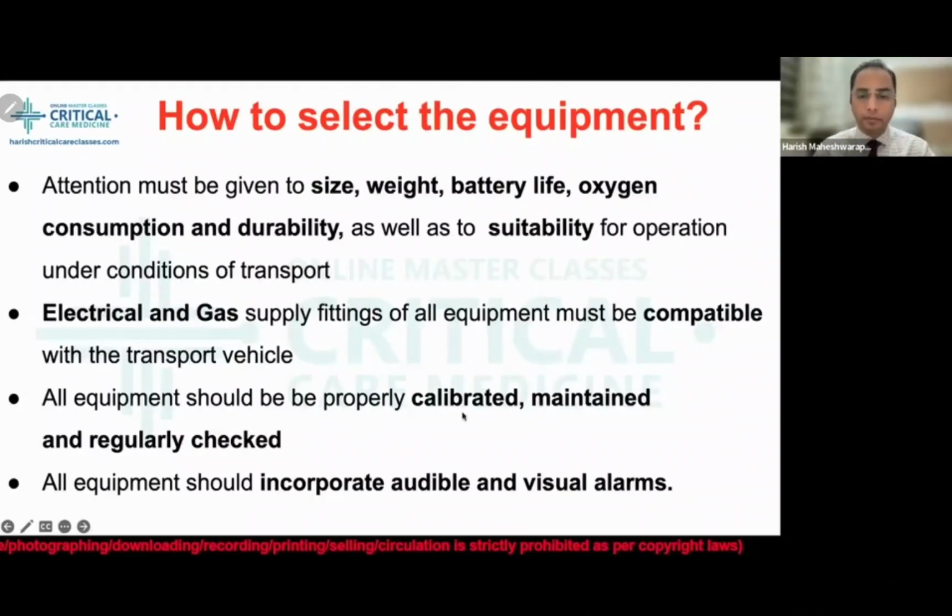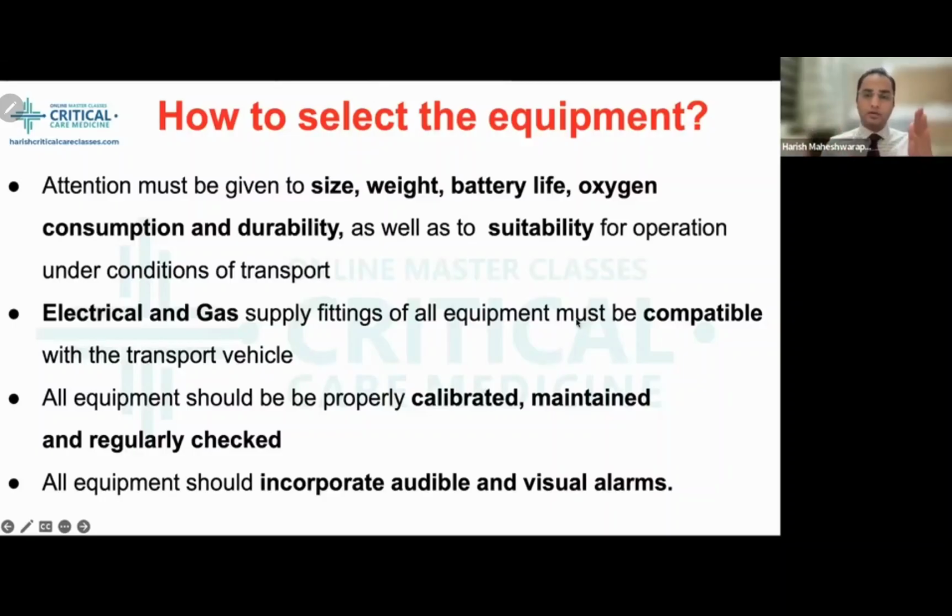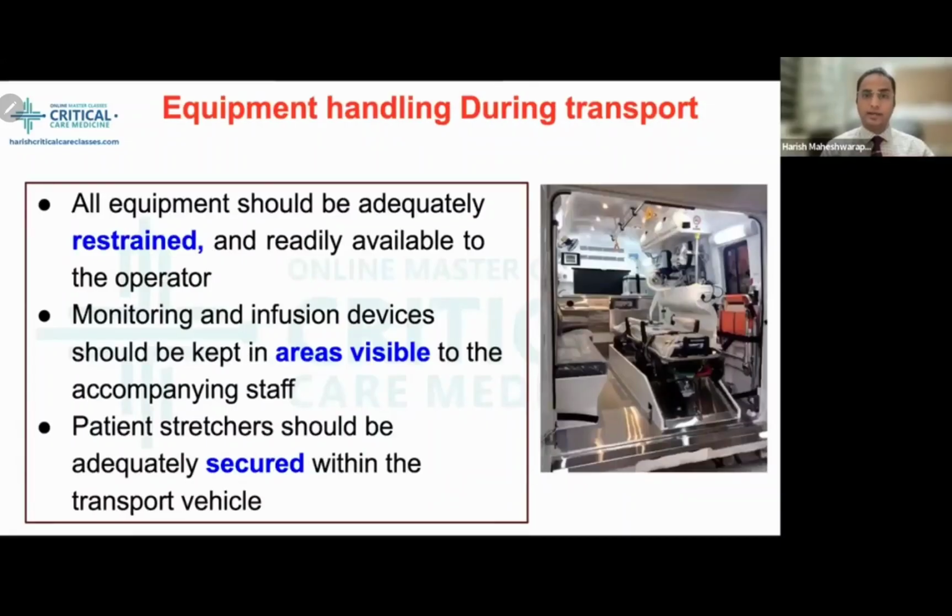All equipment should be properly calibrated, maintained and regularly checked. All equipment should incorporate audible and visual alarms, because sometimes that is lacking during the transport process. If the alarm system is not functioning, then you are not able to identify the trouble. If you don't identify the trouble, you are not able to troubleshoot that particular incident.